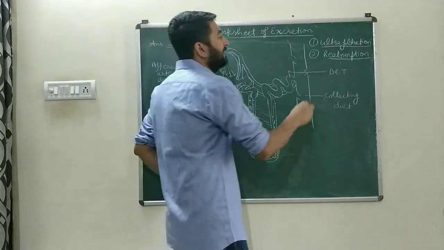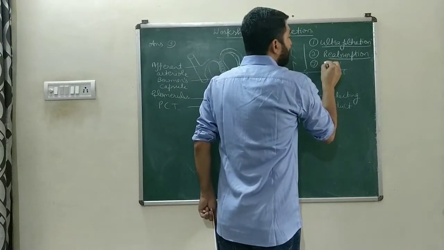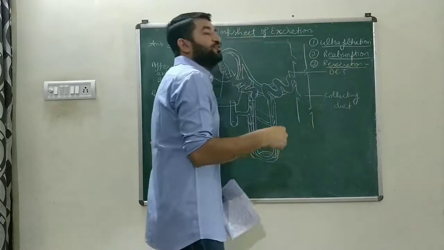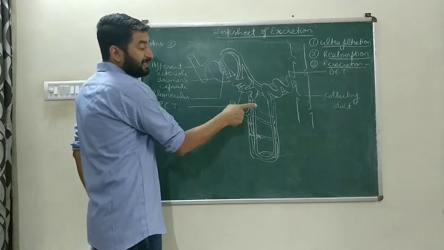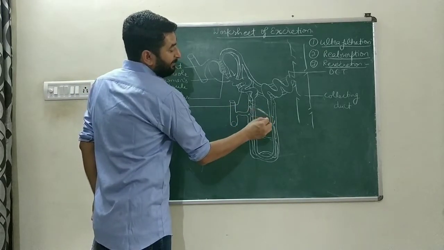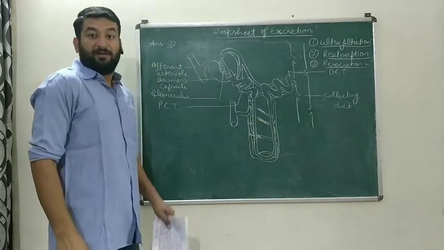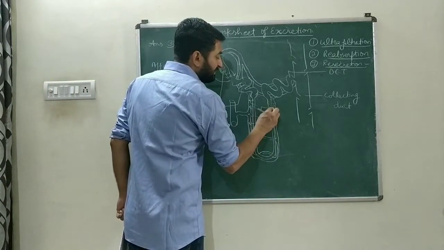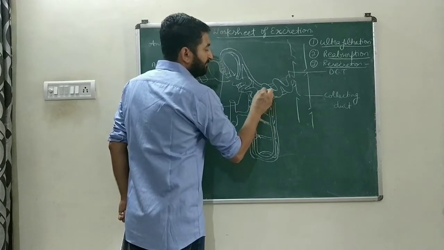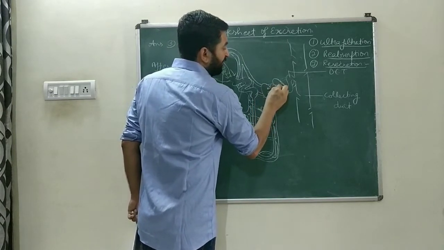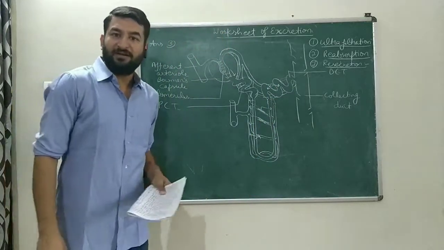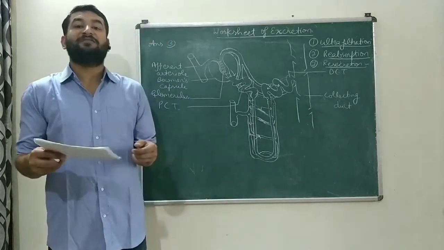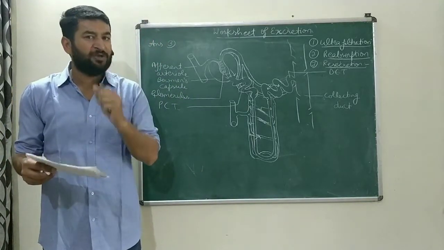The third and last step of urine formation is tubular secretion. Re means again and secretion means to secrete something. Useful materials are reabsorbed into these blood capillaries. Along with that, simultaneously, certain waste products are released into the tubular part. And those waste products are ammonia and some amount of potassium ion.